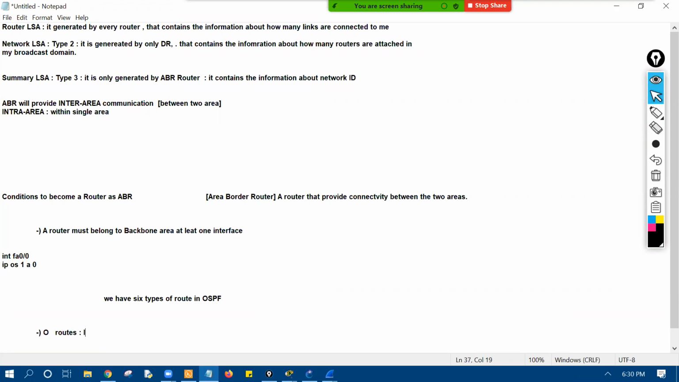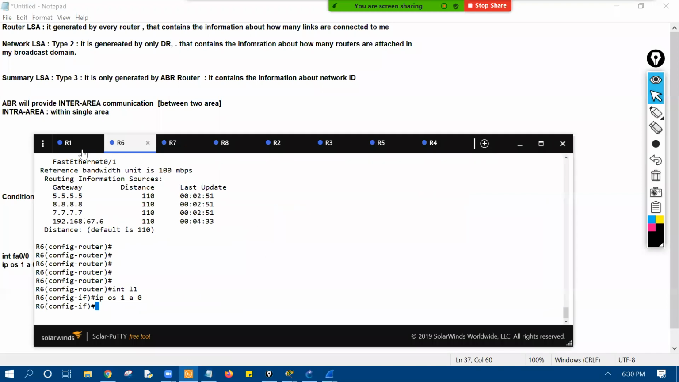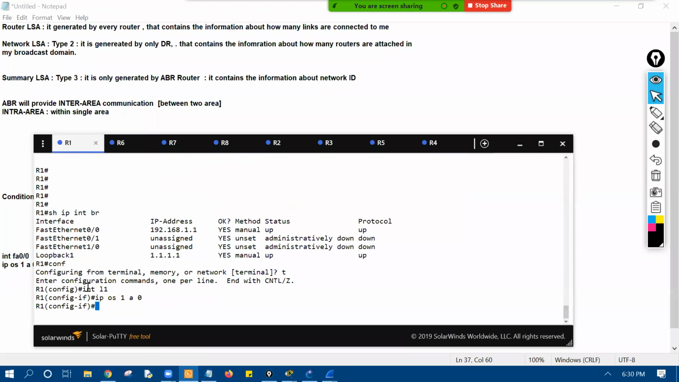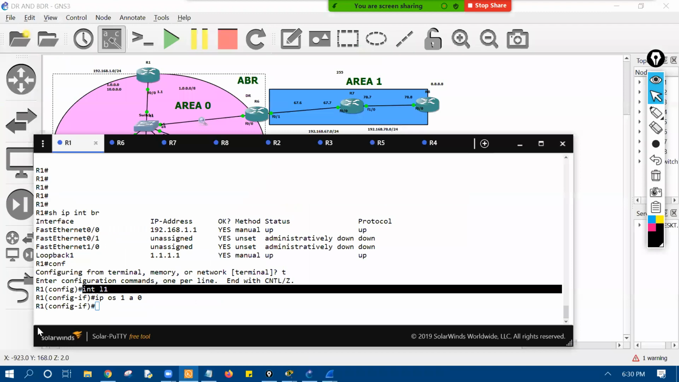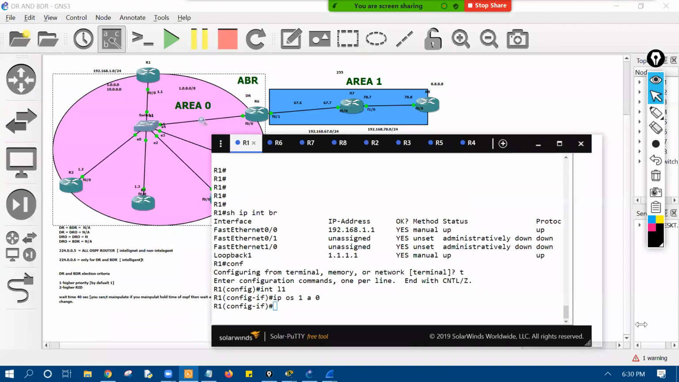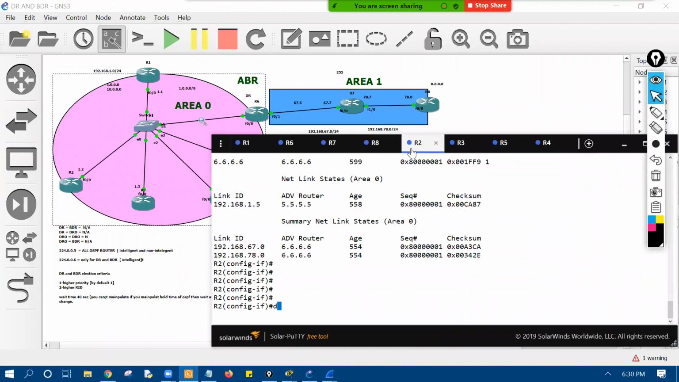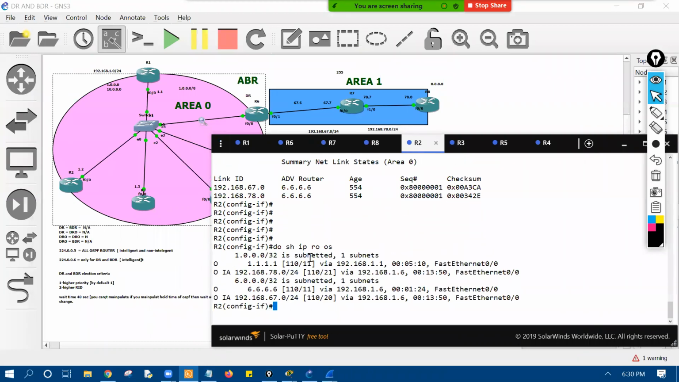That is going to depend on the intra area routes within the same area. For example, right now, if you go on R1, I have advertised the loopback number 1, right? This loopback 1 I have advertised on R1, right? So if you go on R2 router, on R2 you will see this route as an intra area route. Can you see that? O means what? Intra area route.